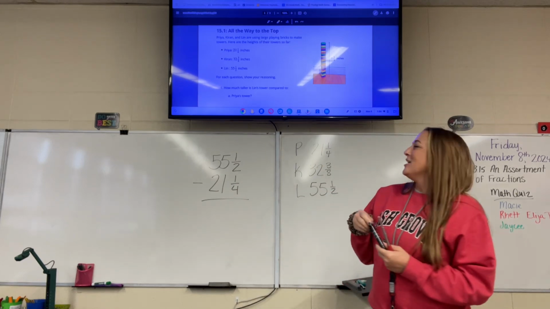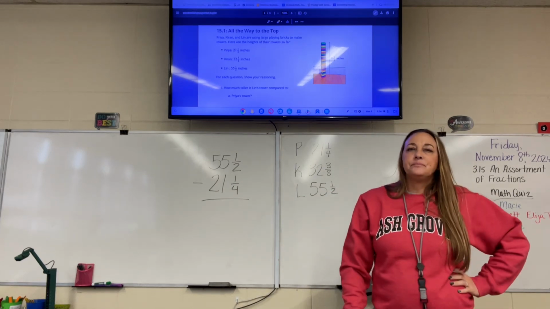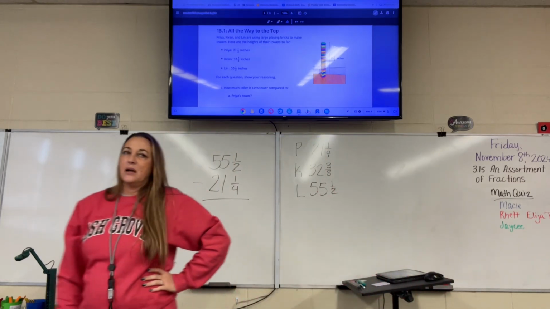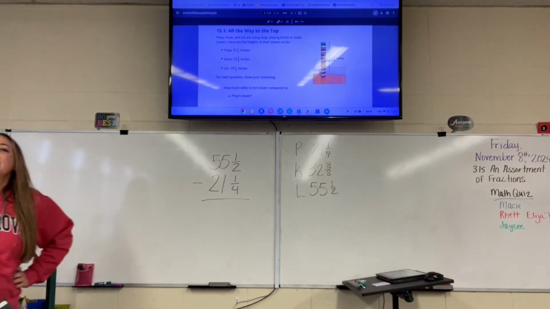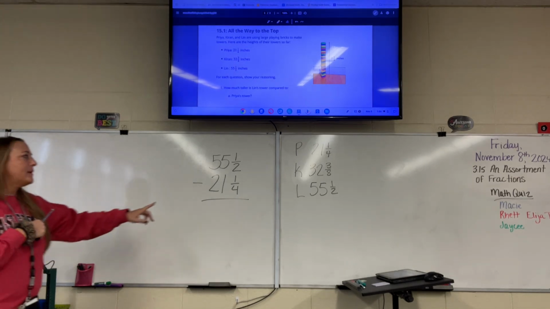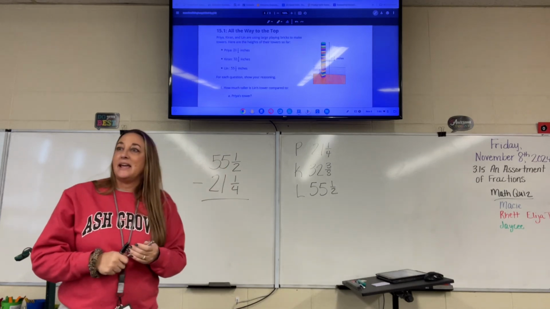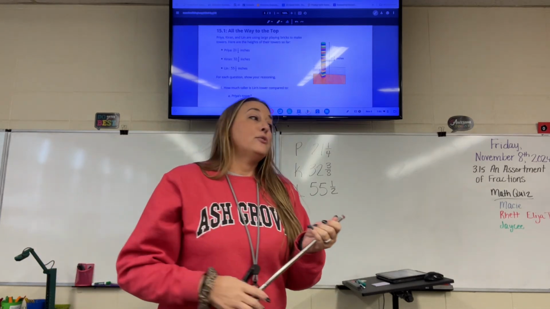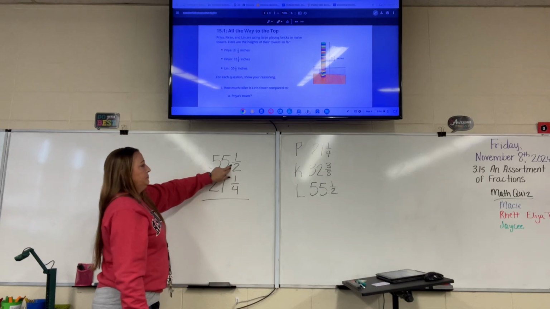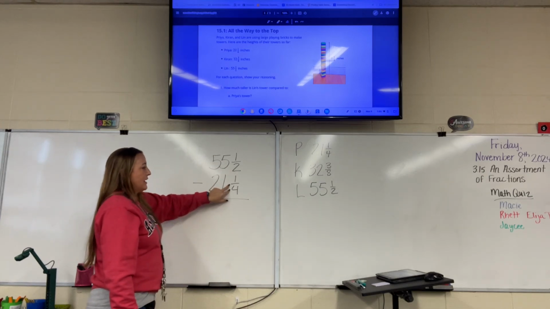What's the problem? That 55 is bigger. Nope, that's not the problem. What's the problem? The denominators on the fractions are the same. The denominators are not the same. See that? So the first thing we need to do is say this fraction minus this fraction, but they're different denominators.